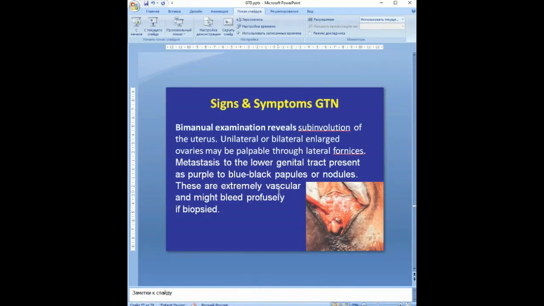Diagnosis. Manual examination reveals subinvolution of the uterus, and unilateral or bilateral enlarged ovaries may be palpable through the lateral fornices. Metastases to the lower genital tract present as purple to blue-black papules or nodules. You see them in the picture. These are extremely vascular and might bleed profusely if biopsied.